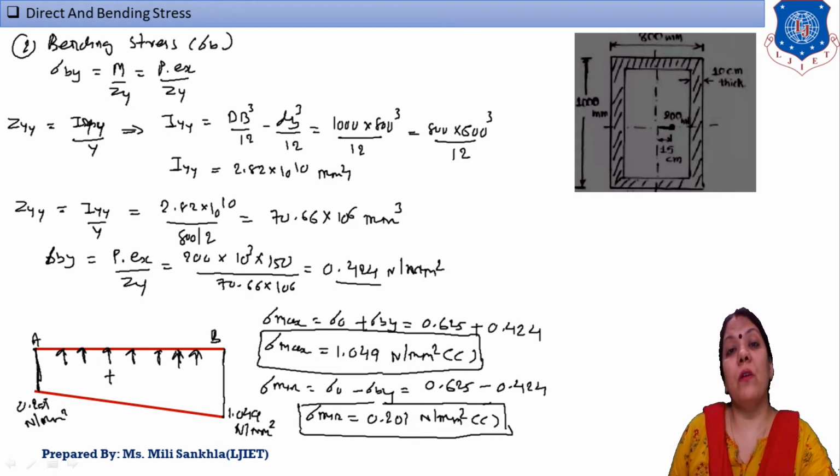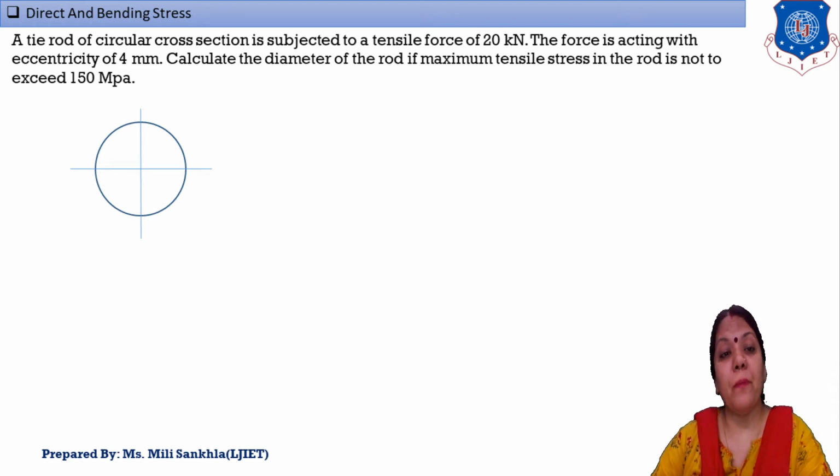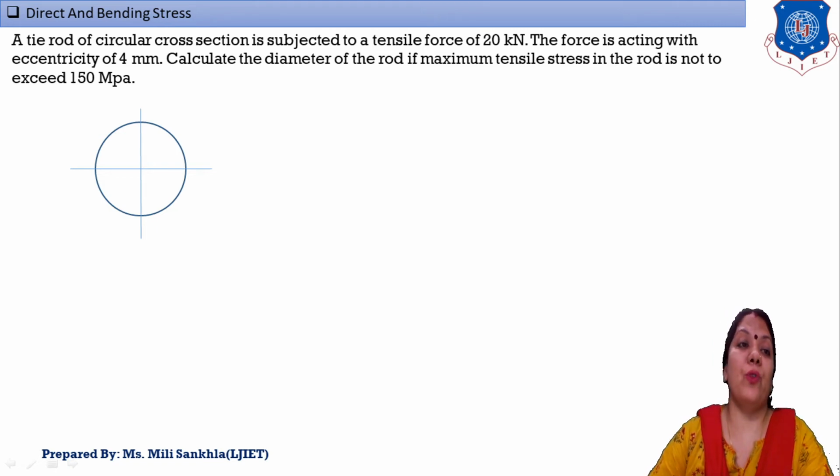Now here our example of the hollow rectangle section is complete. Now we solve the circular section. This is our next example. Before starting it, read the given data properly, then we solve and find our unknown values.